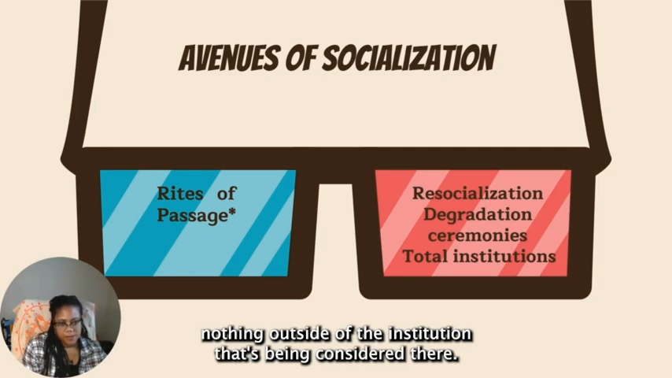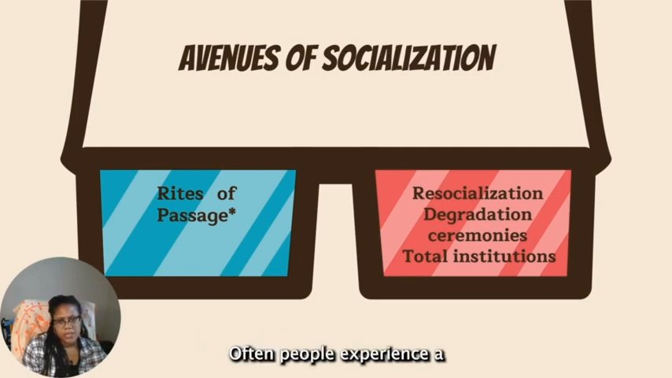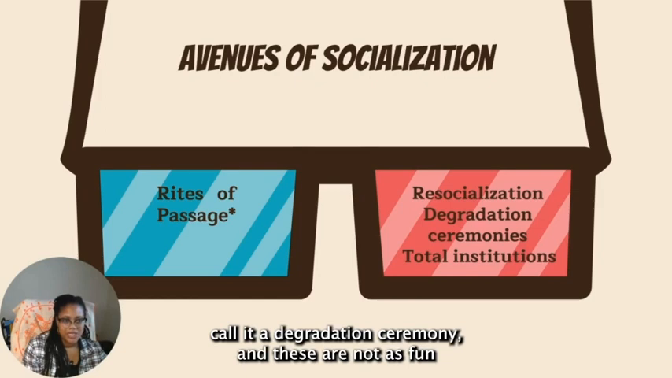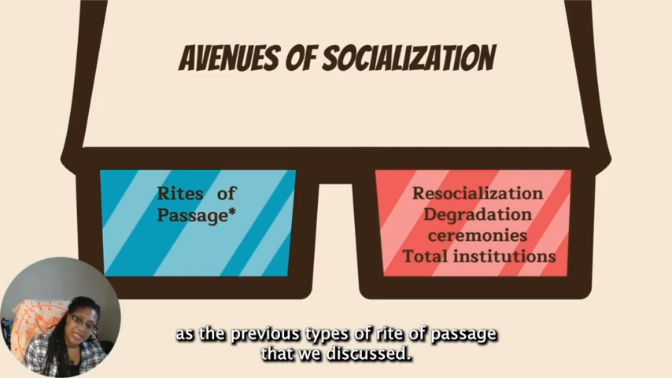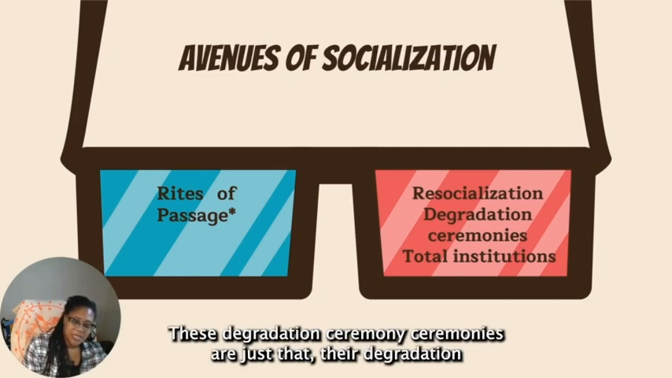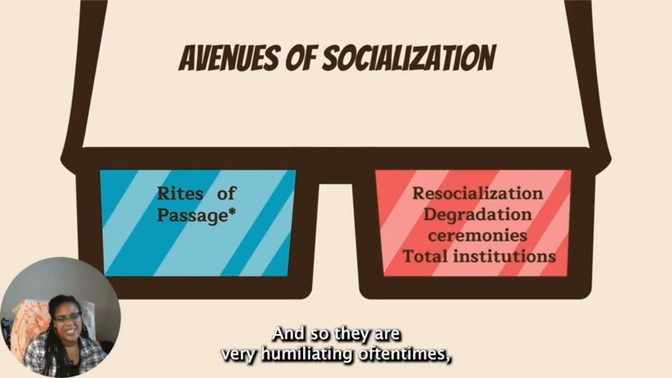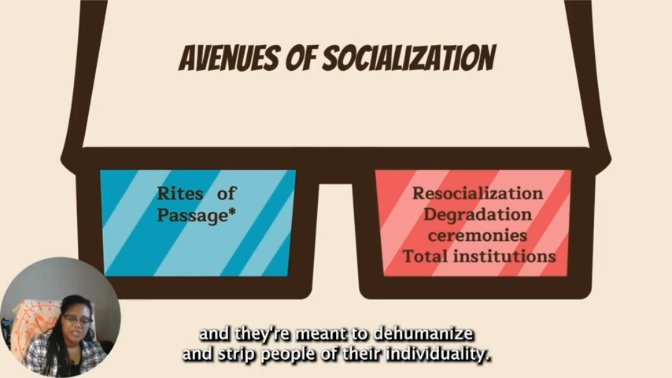Often people experience a specific type of rite of passage when they enter into a social institution called a degradation ceremony. These are not as fun as the previous types of rites of passage that we discussed. These degradation ceremonies are just that, they are degrading. And so they are very humiliating oftentimes. And they're meant to dehumanize and strip people of their individuality.